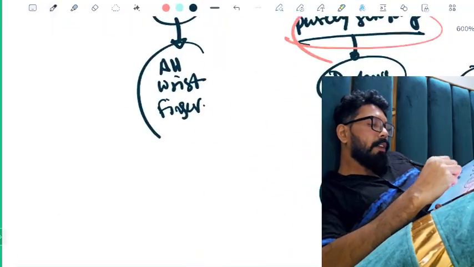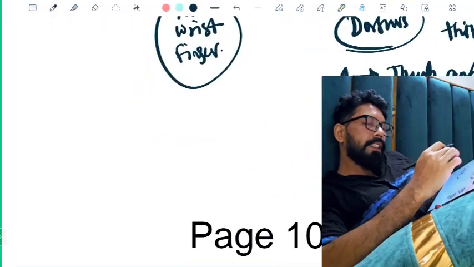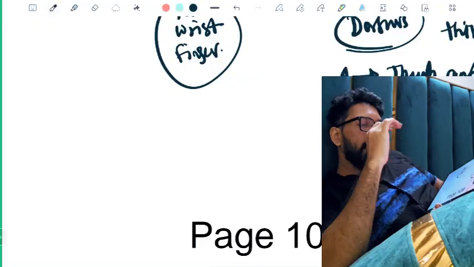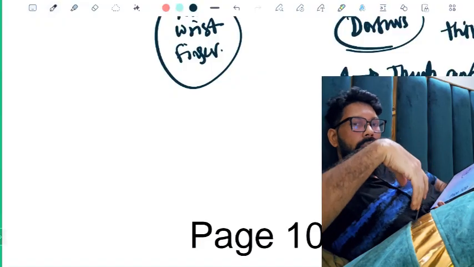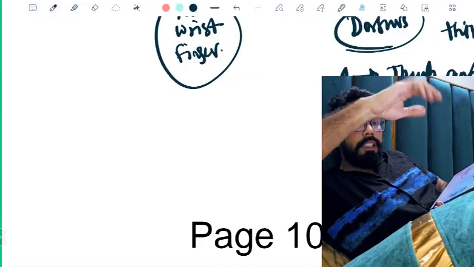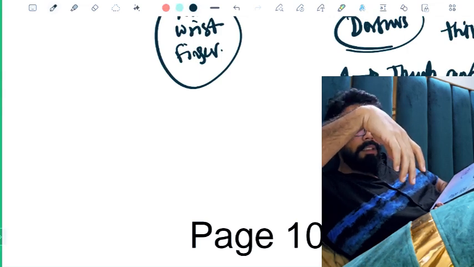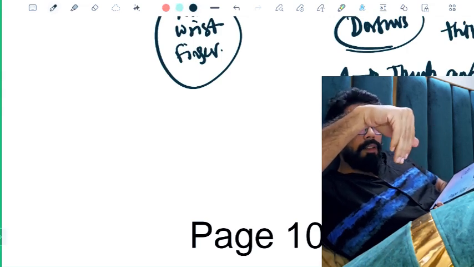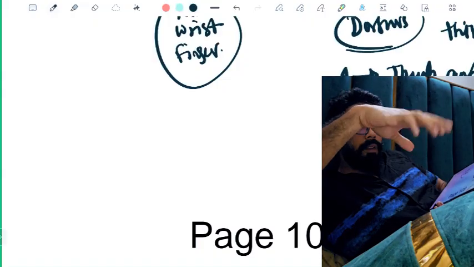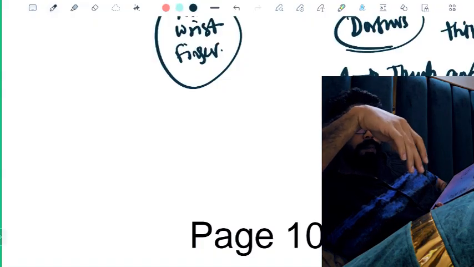Then we have the PIN, supplying all the wrist extensors and finger extensors. Now, if a person cannot extend his wrist, the wrist will drop like this. And if a person cannot extend the fingers, the fingers will drop too. Simple.